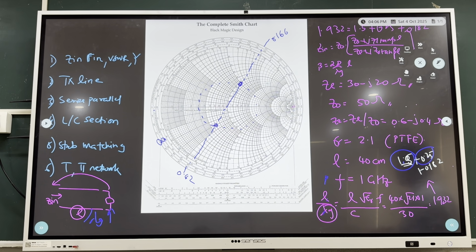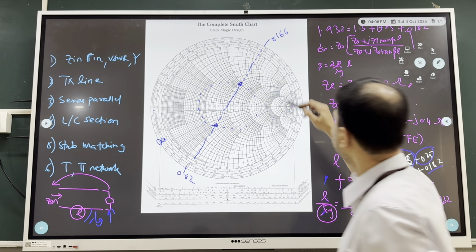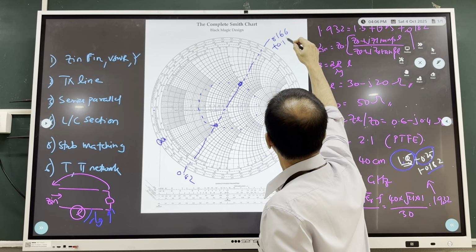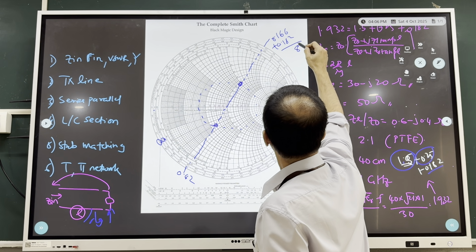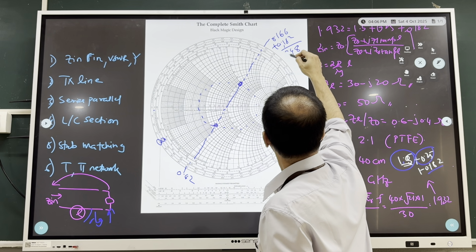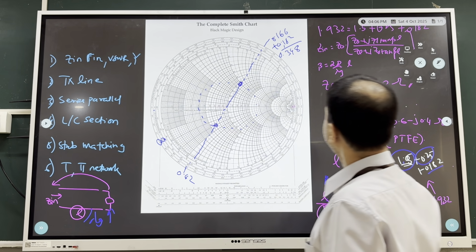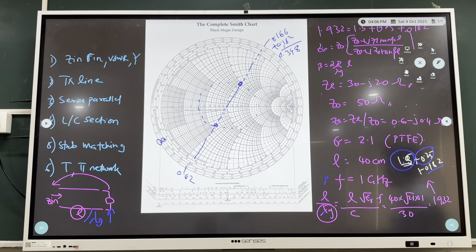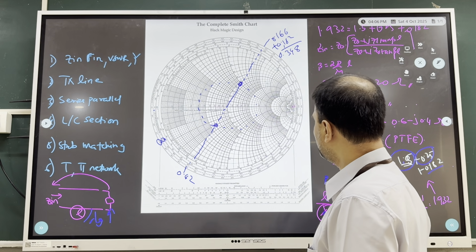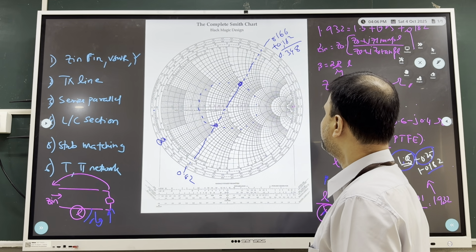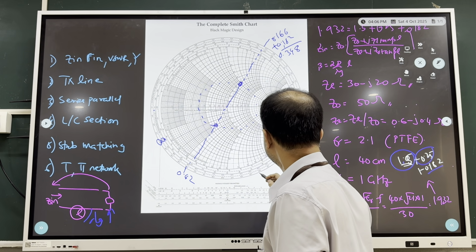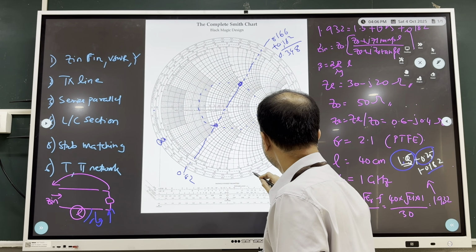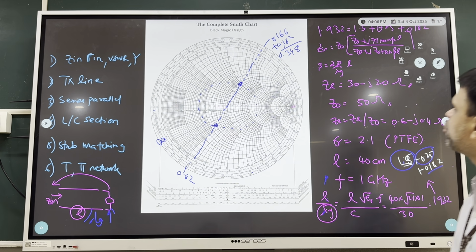Now the remaining part, how much is it? 0.182. So just add 0.182 to this. It is 0.348, the final distance at which you are going to arrive. So you need to locate a point on this outer circle where 0.348 is written. It is basically somewhere here. This is the point, 0.348.